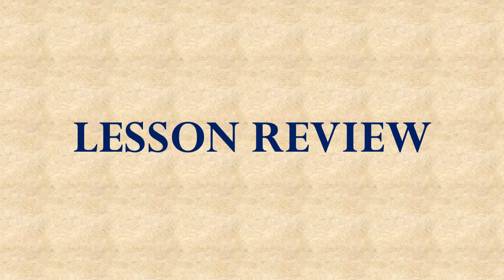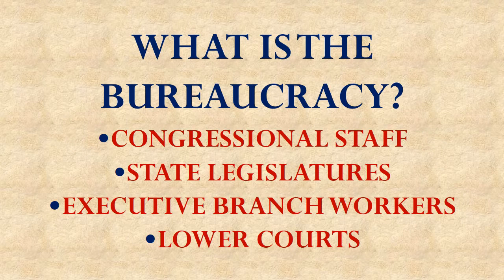Okay, so now let's review our lesson. Remember, this is the last lesson from Unit 15. What is the bureaucracy? Is it congressional staffs? Is it state legislatures? Is it executive branch workers? Or is it the lower courts? The bureaucracy, as we use the term when talking about American government, refers to the executive branch workers, the 4 million people who work for the President of the United States.